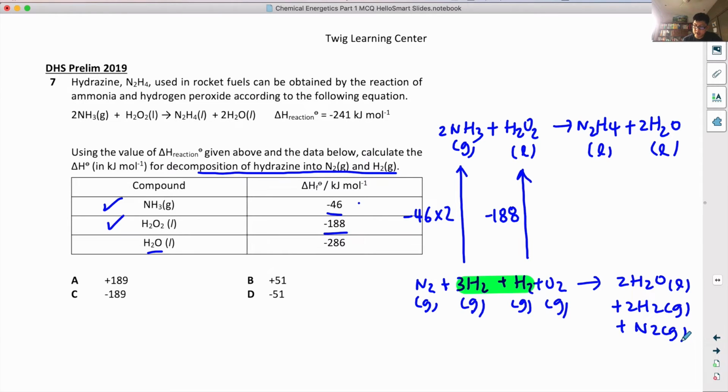So in fact, this reaction here is to form water only. So I'm forming 2 water. I'm going to put down minus 286 times 2. Can you see that? Times 2. So I'm forming 2 water, minus 286 times 2. So I'm going to put a tick over here.